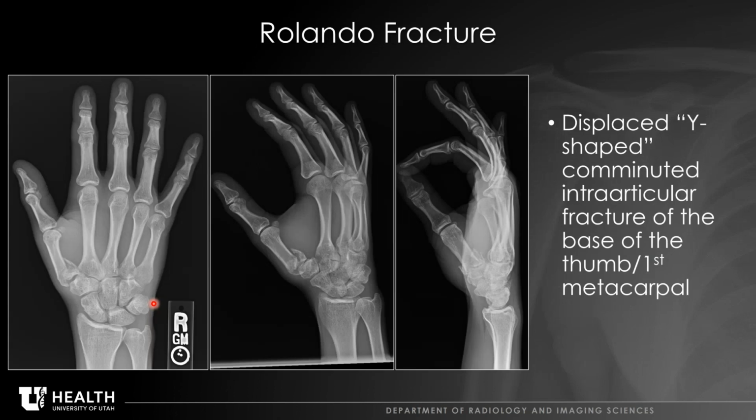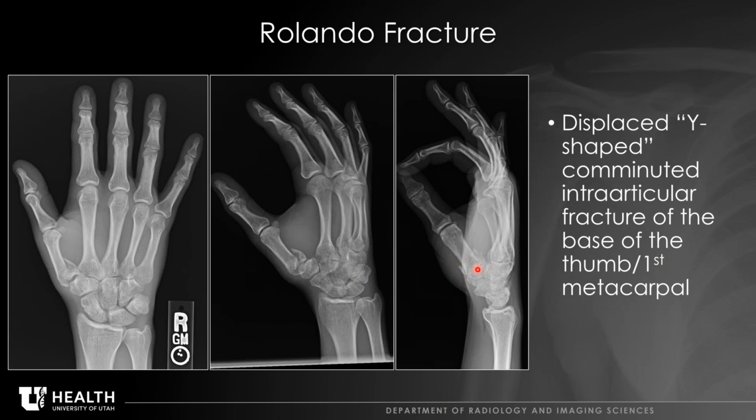And then we also have what's called a Rolando fracture. This is similar to the Bennett's fracture, but instead of just one fracture fragment, we have a comminuted fracture with a Y-shaped intra-articular fracture at the base of the thumb metacarpal. So right here we have the same fragment. If we just had this fracture fragment, it would be a Bennett's fracture, but then we have this other fragment, which is more radial base of this metacarpal. So then we call this the Rolando.